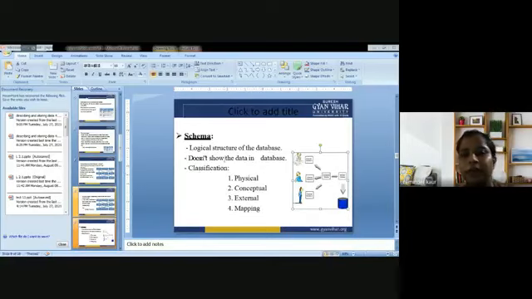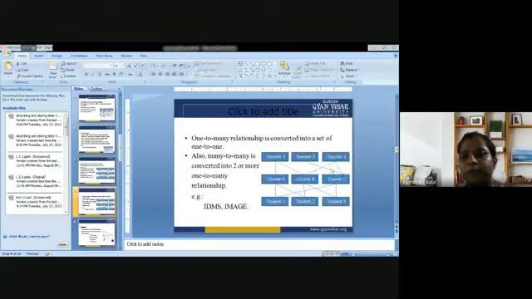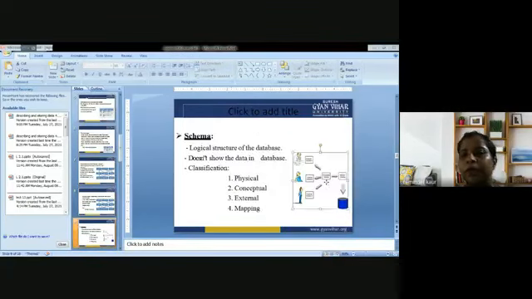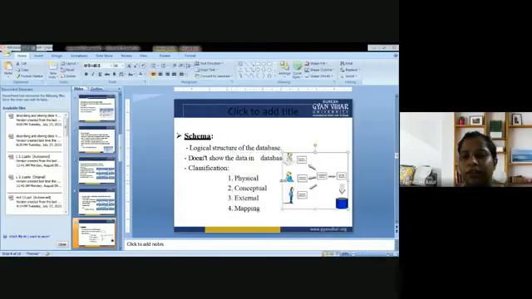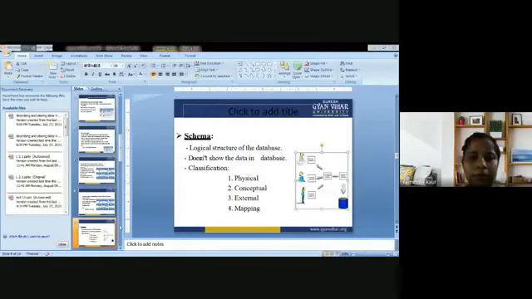So there are various classifications for the same. It could be physical data, it could be conceptual data, it could be external data, or it could be mapping. So mapping is like this one. This is what the mapping is. So next is the classification. So this is conceptual, this is internal schema, this is external schema, 1, 2, and 3. So there are various representations that are concerned with external schema.